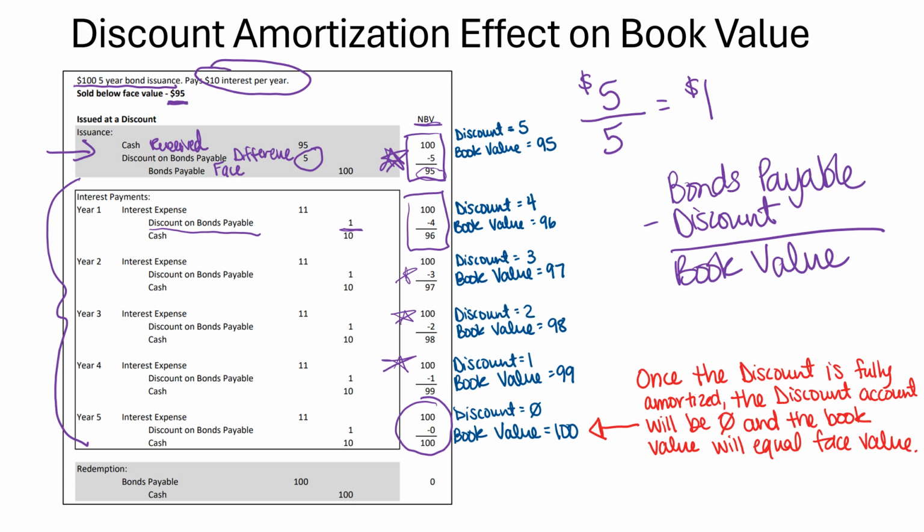What happens when you make that very last interest payment before you pay the principal amount back to the bondholders is bonds payable will equal the full face value, and the discount on bonds payable will be zeroed out. Another way of saying that is once the discount is fully amortized, the discount account will be zero and the book value will equal face value. So that's the effect that amortizing the discount has on book value.